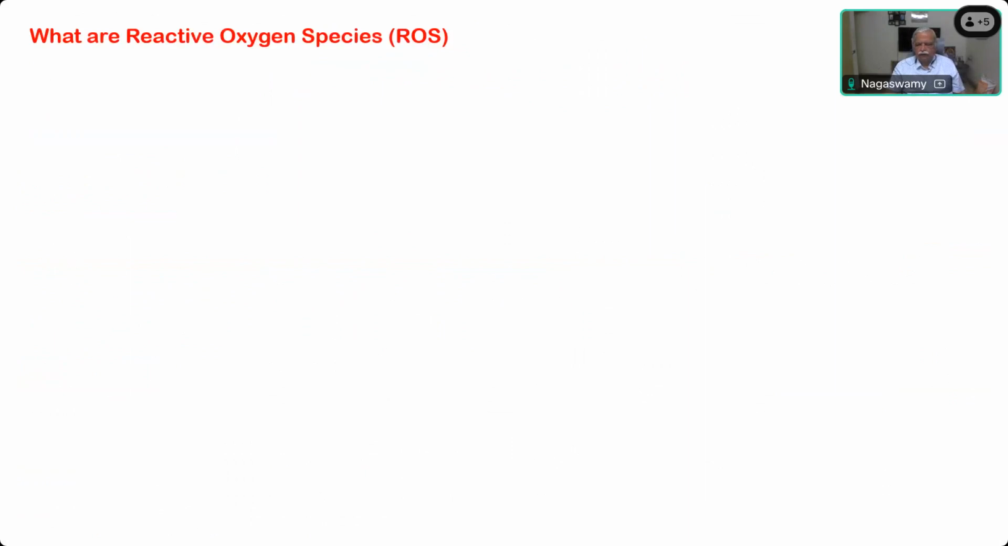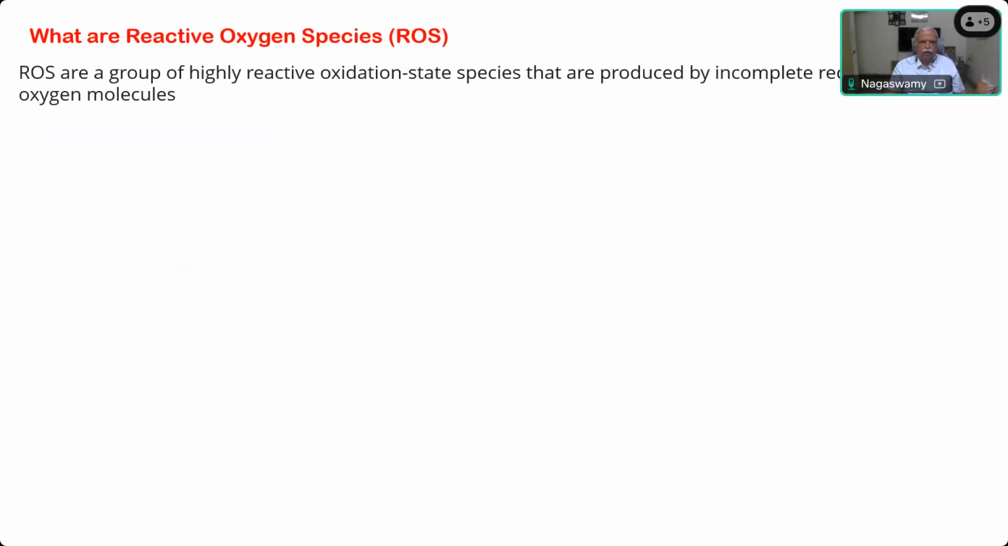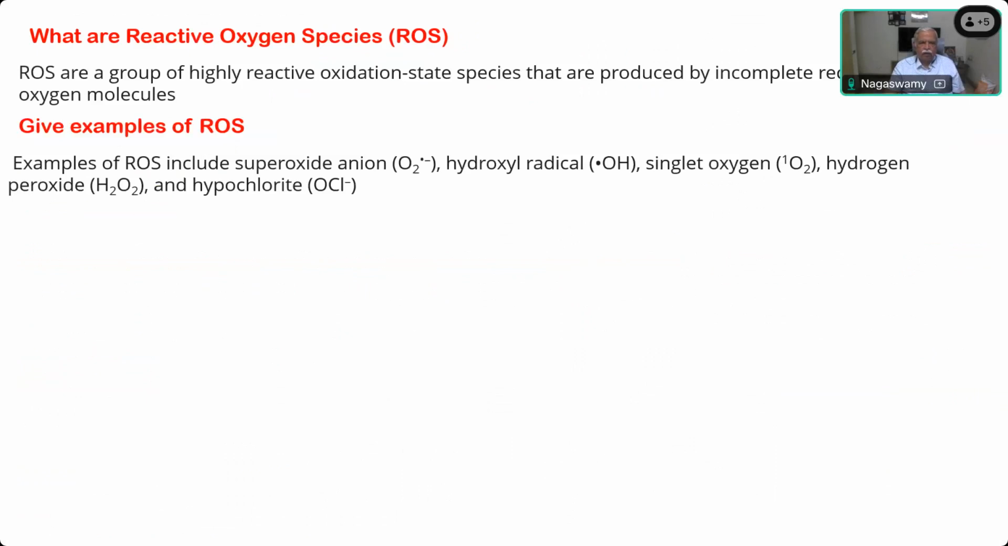What are reactive oxygen species? Free radicals will produce reactive oxygen species. They are a group of highly reactive oxidation state species that are produced by incomplete reduction of oxygen molecules. Examples of ROS are superoxide anion, hydroxyl radical, singlet oxygen, hydrogen peroxide, and hypochlorite. So, what are reactive oxygen species? Immediately don't jump to examples. The definition is they are highly reactive oxidation state species.